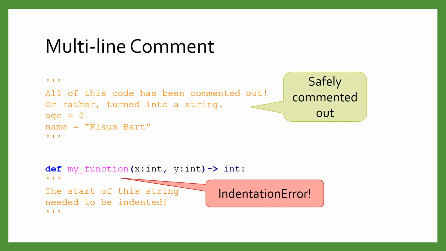To write multi-line comments in Python, you actually create a triple quoted string. When Python evaluates the string, the value is unused, so it is safely ignored by the computer. However, unlike the single-line comment, this means that the start of a multi-line comment must respect indentation rules, as shown here.